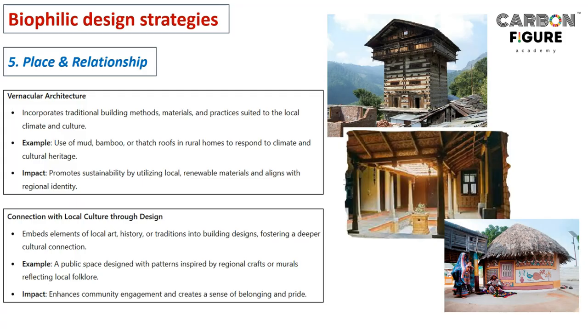It incorporates traditional building methods, materials and practices that suit the location, the local climate and culture, right? For example, the use of mud, bamboo or thatch roofs in rural homes to respond to climate and cultural heritage. What's the impact? It promotes sustainability in material choice by utilizing local renewable materials and aligns with regional identity, right?